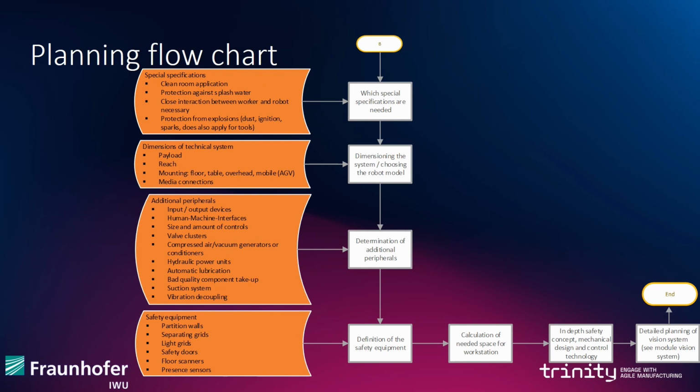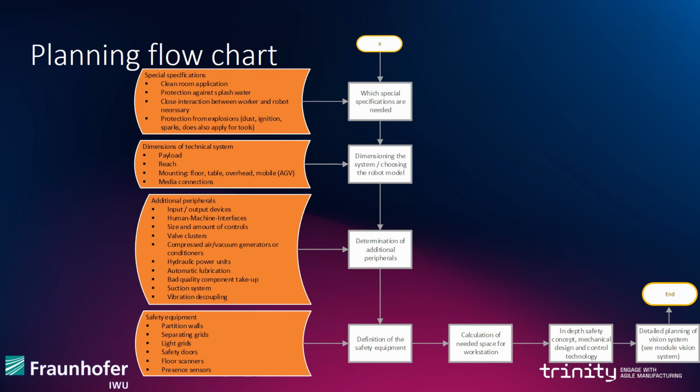After considering the peripherals, you should select the safety equipment. Depending on the application, partition walls, safety doors, or separating grids might be necessary, or other safety equipment such as light grids might be sufficient. With the necessary safety equipment determined, the total needed space for the workstation can be calculated. Since the workstation's layout is now determined, it is possible to fully determine the safety concept, the mechanical design, and the necessary control technology. The final step, planning the vision system, will not be discussed now, but rather in the next and last video of our video series.